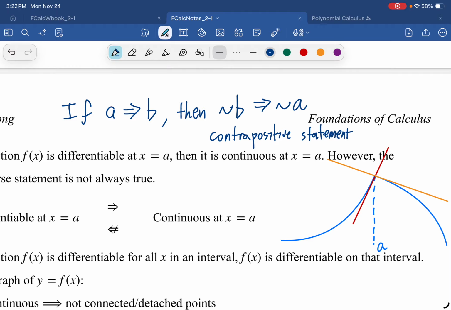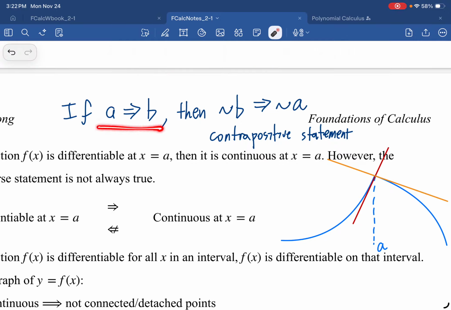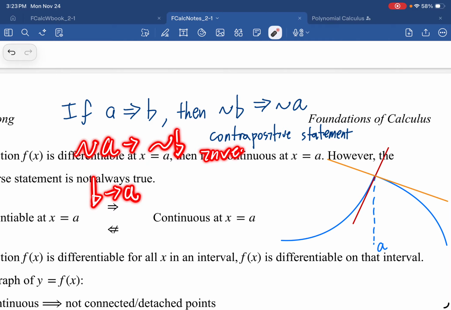Okay, so there's three types of statements. The original statement is called the conditional. The inverse is not A goes to not B. The converse is B goes to A, so you're just swapping B and A. Sorry, I messed that up. The inverse is not A to not B. The converse is B to A. And the contrapositive is not B goes to not A. So you flip them and you also put a not in front of them.